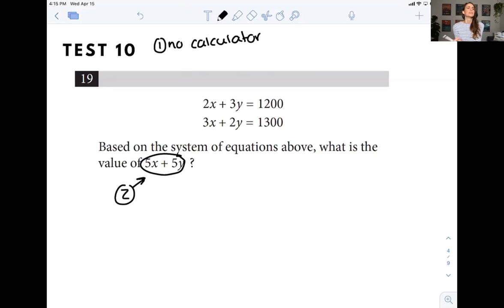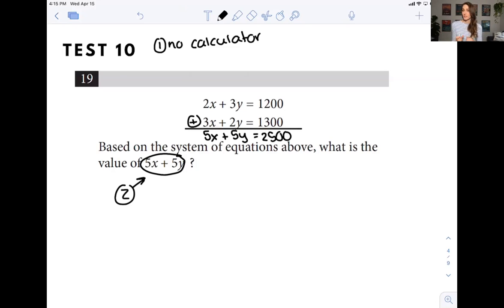So whenever they're asking for something like 2x minus 3y, 5x plus 5y, the very first thing I'm going to do is see if I can simply add those equations or subtract one equation from the other one without doing anything to them. So I would draw a line here. I'm going to add them, and then I would get 5x plus 5y equals 2,500. Okay. I have seen this method work a lot on SAT questions.